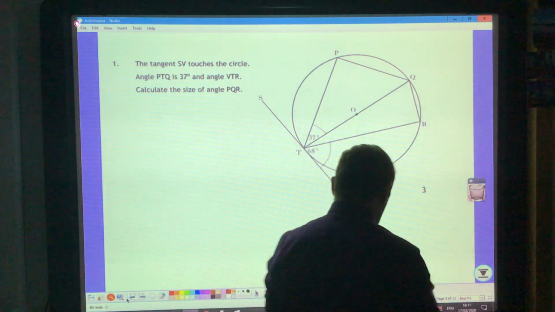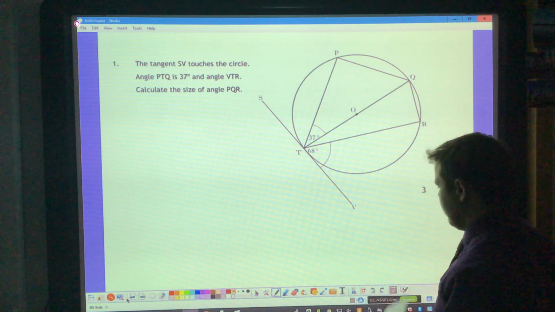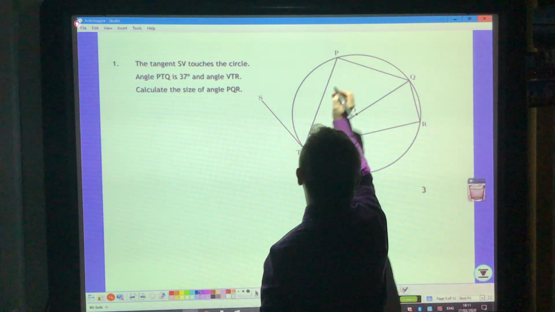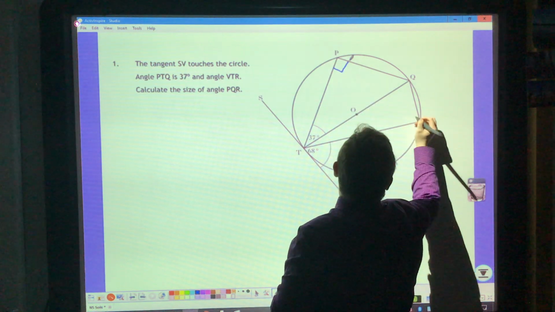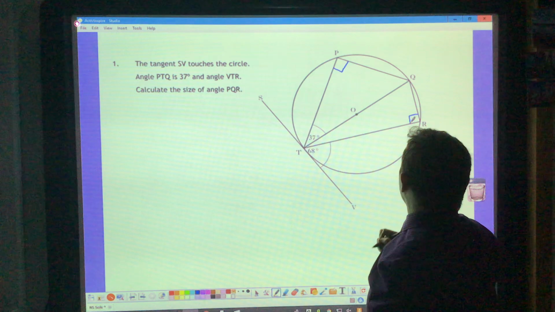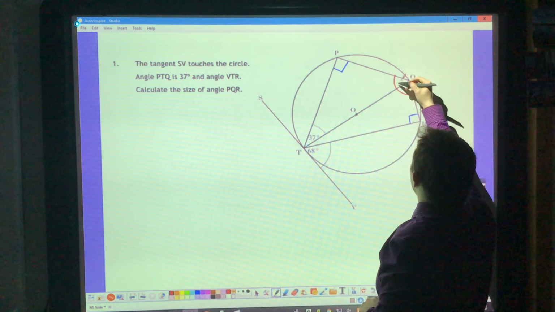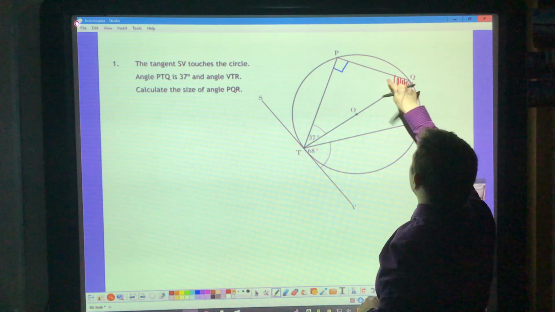Okay, so targeted angles and circles homework. Question 1, first of all, we'll get right angles here and here. Okay, was asking for PQR, right, I'm going to highlight that in red. PQR, that bit there. So what I really want to find is that angle and that angle.